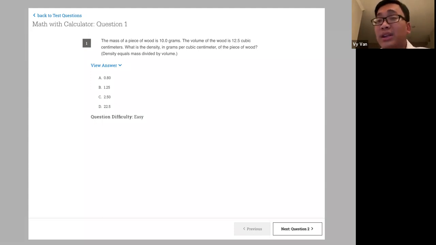So number 1, it's a word problem. Normally for a word problem, I go to the question first to see what they ask. If you know your destination, you can always go back to find more information to get to your destination. So the question is, what is the density in grams per cubic centimeter of the piece of wood? And they even give you the formula for this. Density equals mass over volume.